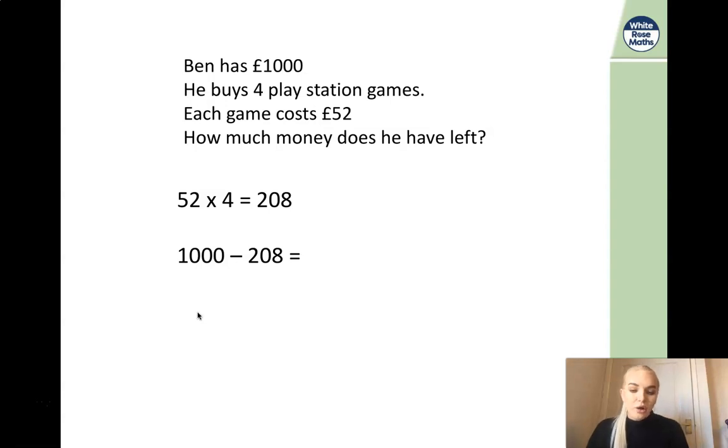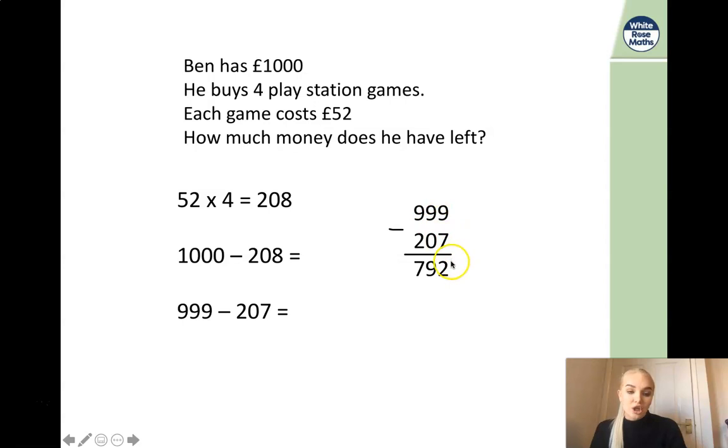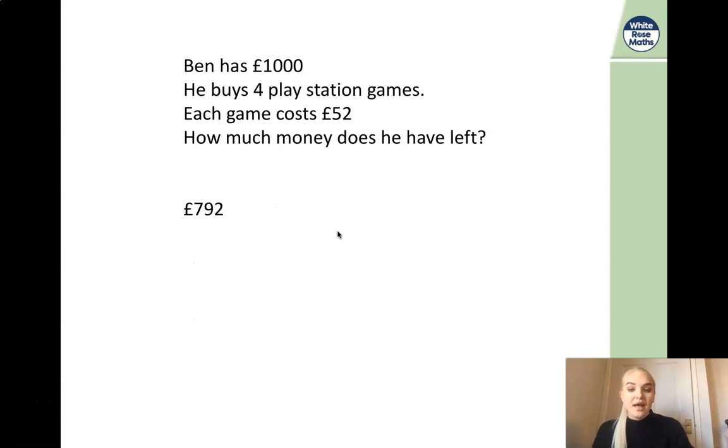So if we take 1 off 1000 and 1 off 208, that will give us our new sum of 999 subtract 207. Now this makes it a lot easier because 9 subtract 7 is 2, 9 subtract 0 is 9, and 9 subtract 2 is 7. So the answer to this is 792. So how much money does he have left after he spent £208? £792.